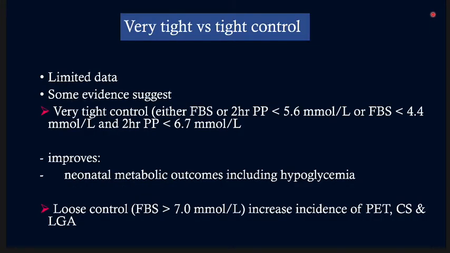Some data look into whether we should make control very tight or looser. Logically, if we have very tight control, we will improve neonatal hypoglycemia. If we have loose control, then the mother has an increased risk, with these high readings, of developing preeclampsia, hypertension, and cesarean section, because the babies will be a bit larger.